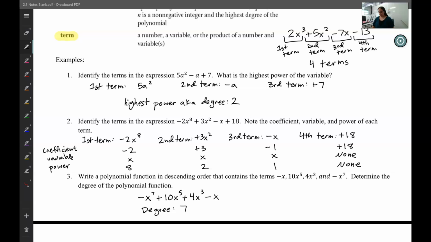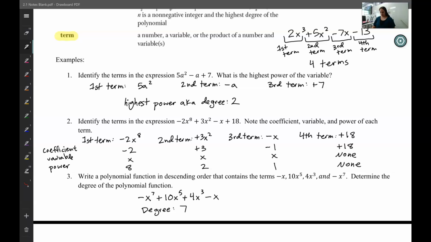Welcome back. So for number 1, it says identify the terms. The first term is 5a squared. Second term is negative a. Third term is positive 7. The highest power, aka the degree, would be 2. So we would say this polynomial has 3 terms and is a degree 2 polynomial.